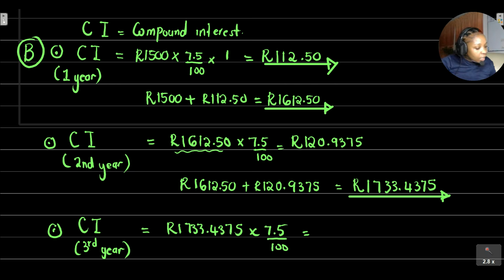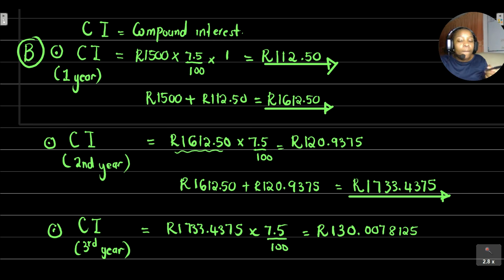What do we get? It's 1733.4375 multiplied by 7.5 over 100, and then you'll get that in the third year the interest that you'll get is 130 rand 0.0078125. I'm not going to round off, and the reason is that I just want to maintain my accuracy. So what are we seeing here?